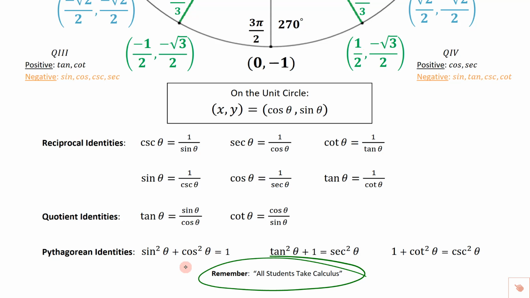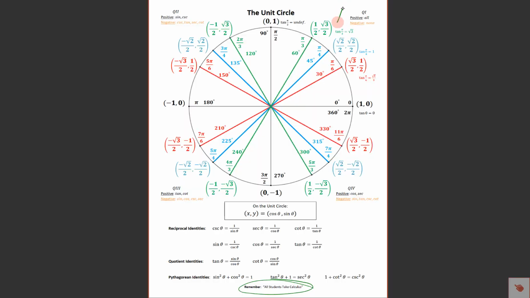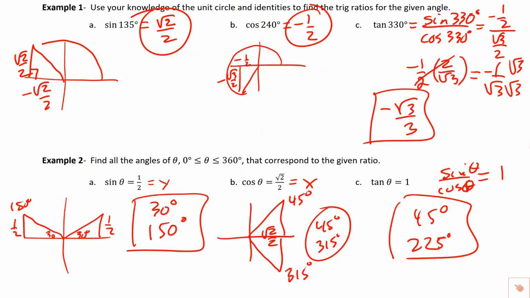see that right there? That was our little mnemonic device. So our mnemonic device, which we're going to use in a few minutes, is this. All of them are positive. Sine and its reciprocal are positive. So all students take tangent and cotangent calculus. Cosine and secant. Everybody good there? Okay, flip the page over.